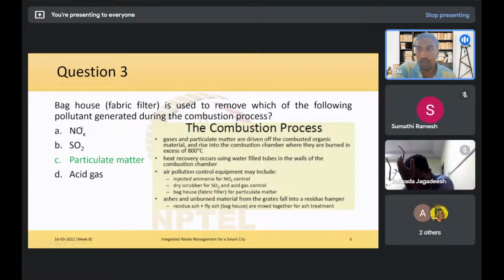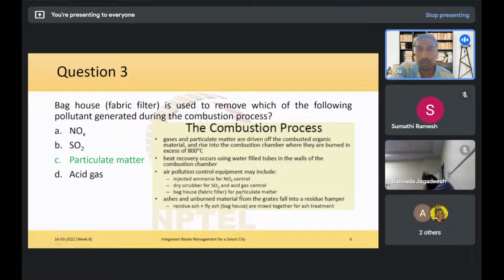So again, all these are different pollutants that we are producing, and there are different techniques we use for controlling these. For nitrous oxides, we generally use ammonia, right? So that is used to control NOx. For sulfur dioxide and also acid gases, something called a dry scrubber is used, right? Whereas this baghouse or the fabric filter is particularly used to control the particulate matter, right?